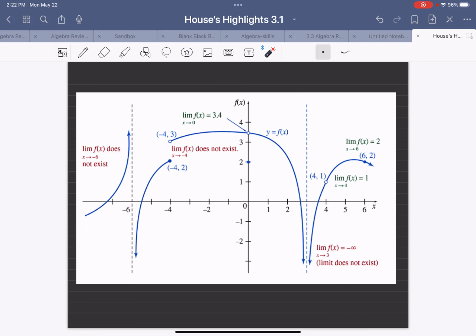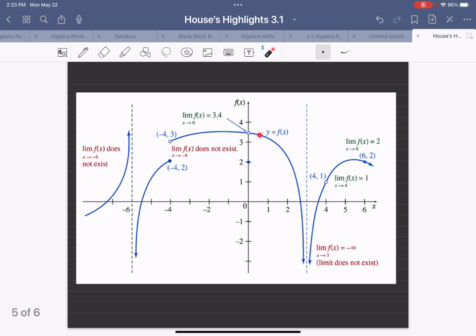So notice right here what's happening at -4. As I'm coming toward -4 from the left side, my function is going towards 2. And then when I'm coming toward -4 from the right side, it's going to 3. So as I go to -4 from the left, it's going to 2. And as I go to -4 from the right, it's going to 3. So it's this gap that's the problem. The limit doesn't exist because there's a gap in the graph. It's not going to the same place.